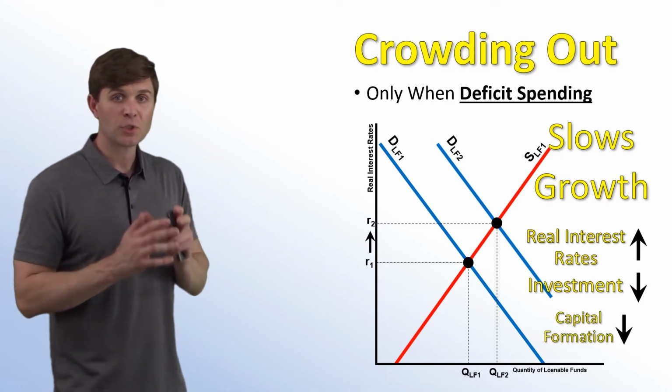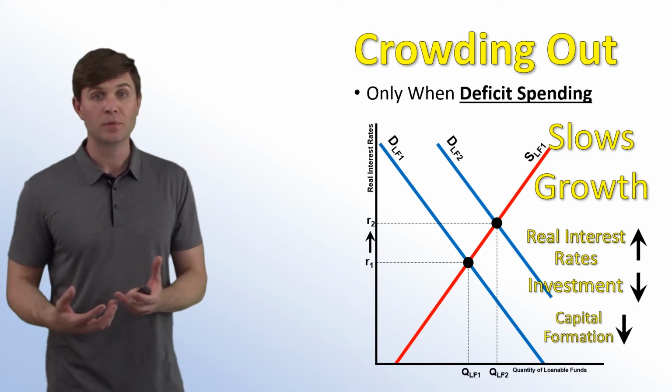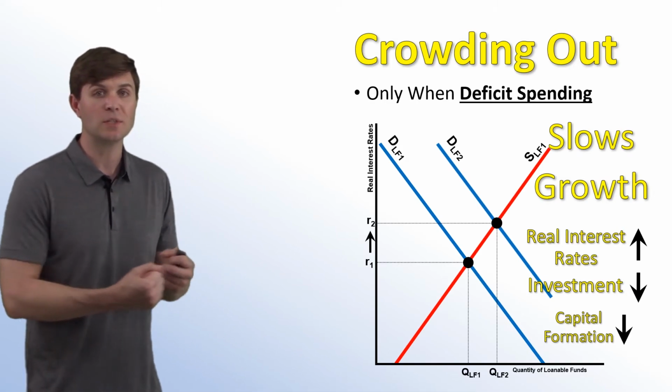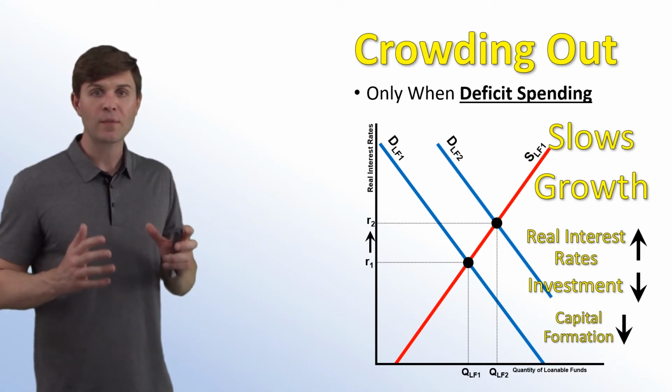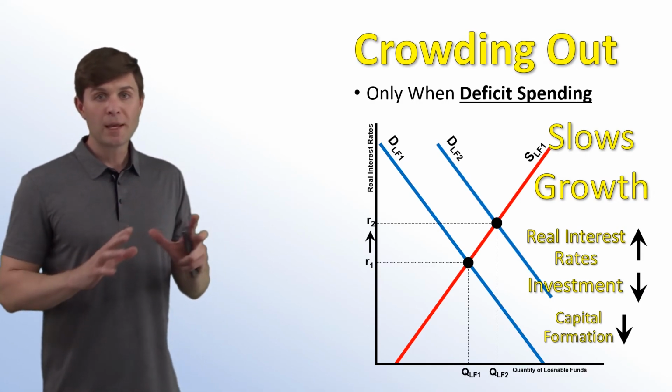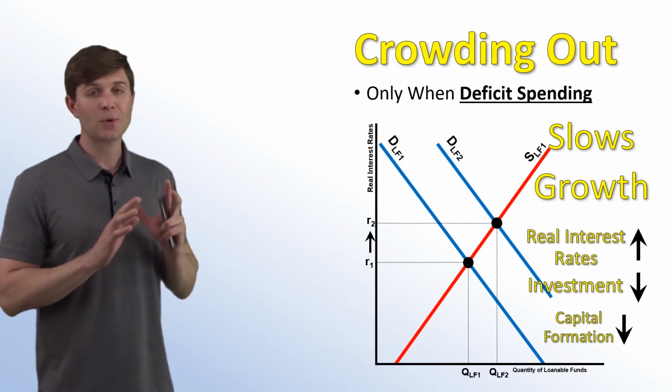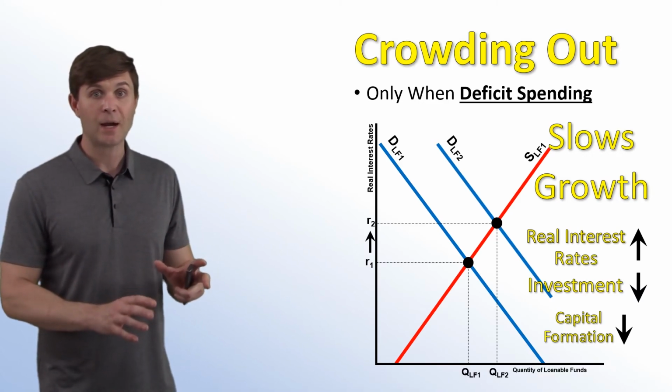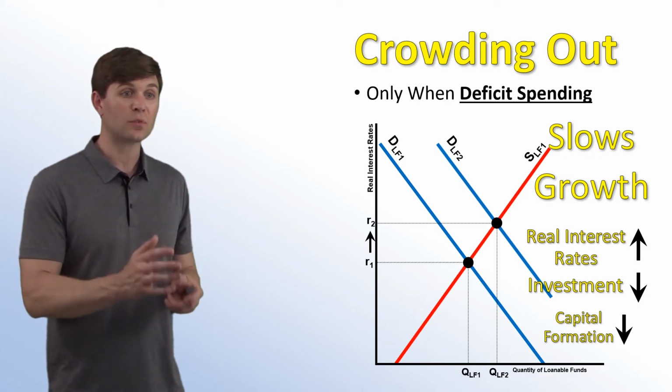When capital formation goes down, it's not bringing us backwards. It's not like GDP is going to decrease. It's just slowing the growth. It's slowing the forward growth of the economy. So make sure you look out for these. There's usually going to be some aspect of crowding out, and it usually has to do with slowing economic growth.